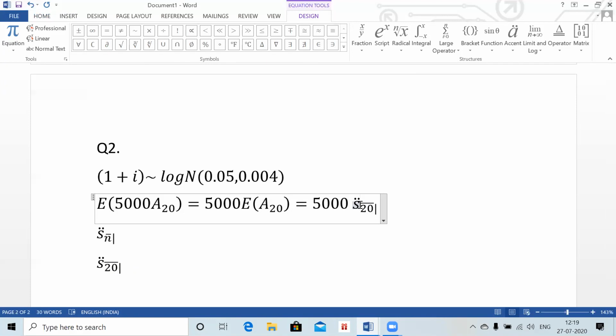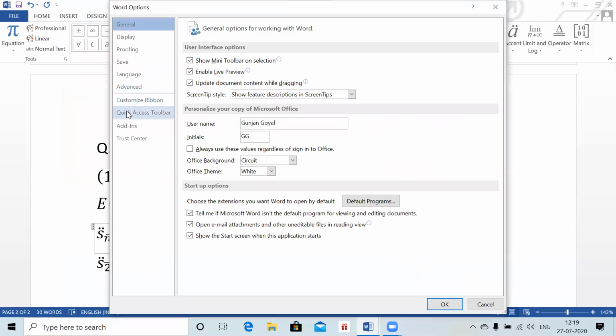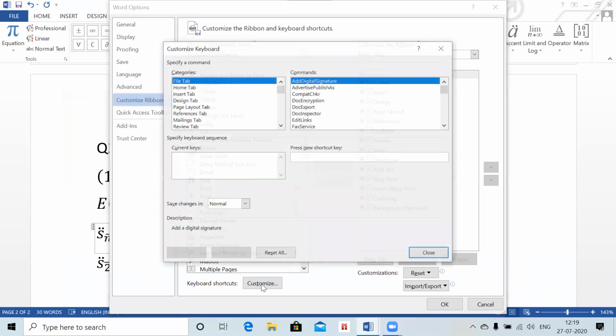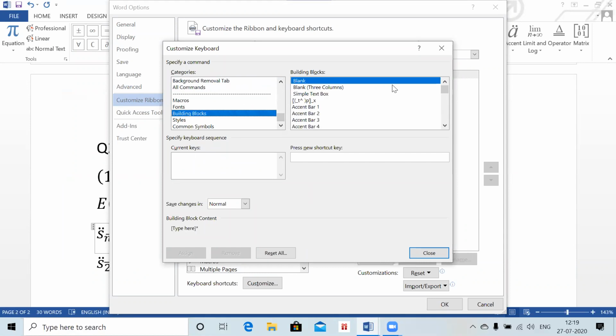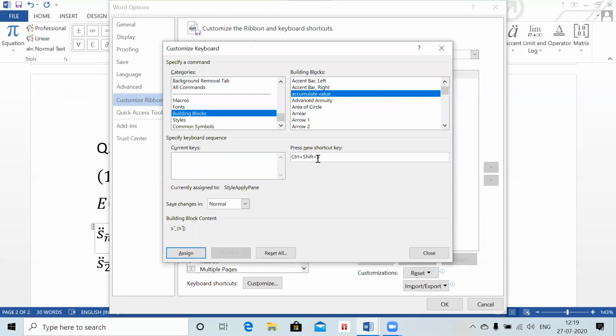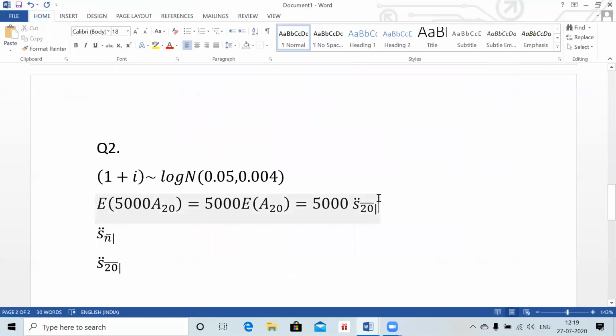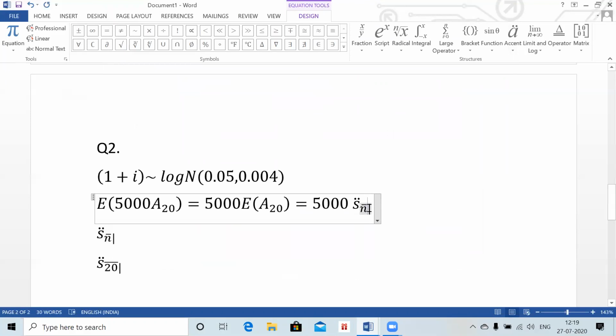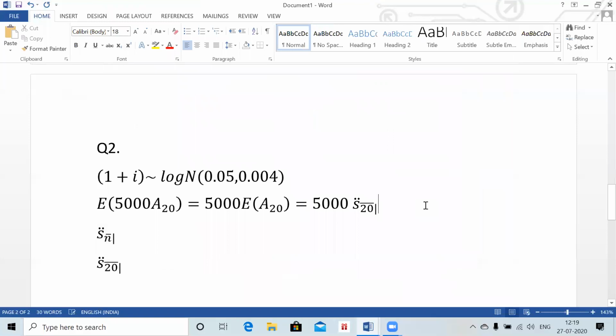Understood. Okay. Save this equation. Once you have saved this, go to File, Options, Customize ribbon, Customize. In Customize, go to last value, which is building blocks. In building blocks, please go to your accumulated value, which is in A. So see, this is accumulated value. Now I set this shortcut to say Control-Shift-S. Okay, and then assign it. Once you assign it, it will come in your current keys. Close. Okay. And now whenever I remove this and press Control-Shift-S, SN appears. And now I have to only change N. Just change N from this. Highlight this, backspace N. Okay.